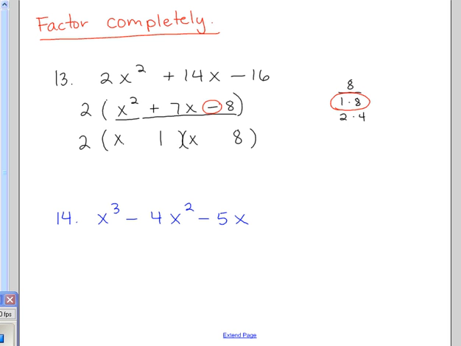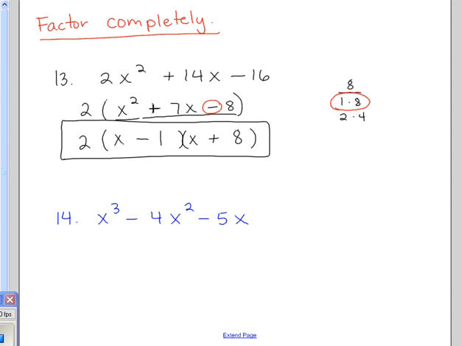And then remember your sign rules. These signs have to be different, and the higher number will take the middle sign. So because I need a positive 7, the 8 will be positive, the 1 will be negative. So my answer is all of this, including the 2. If you factor out a greatest common factor, it has to be part of your answer, because remember, we said this has to multiply back to equal the polynomial that we started out with.